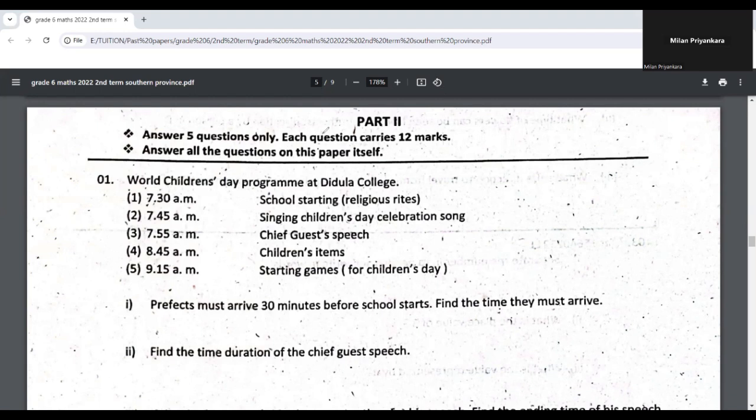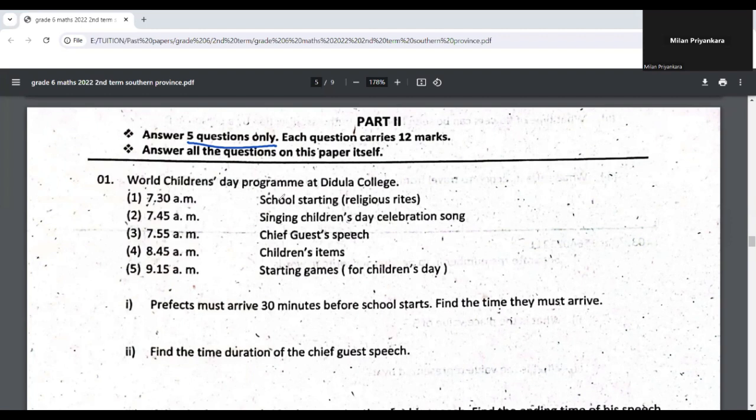Especially when you answer a question paper like this, you need to read the paper well and decide which questions you are going to answer. Here you need to answer 5 questions only, and each question carries 12 marks. Answer all the questions on this paper itself. You need to read all the instructions, and anyway, I am going to discuss all the questions and teach you how to solve all these problems, and also give you the required parts of theories. Let's go to the first one.